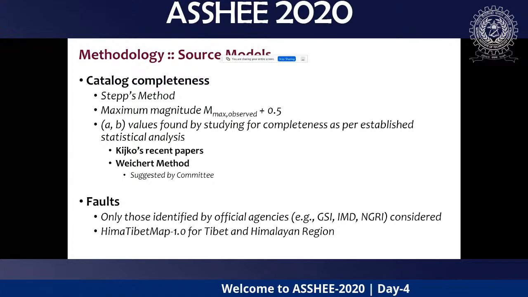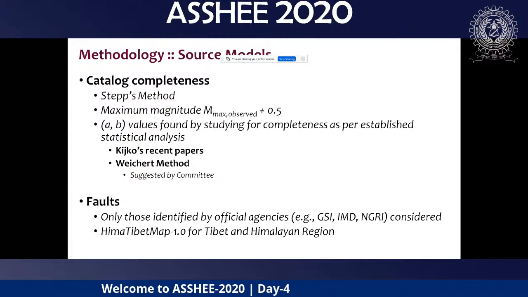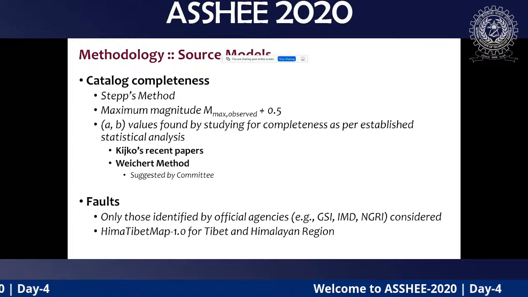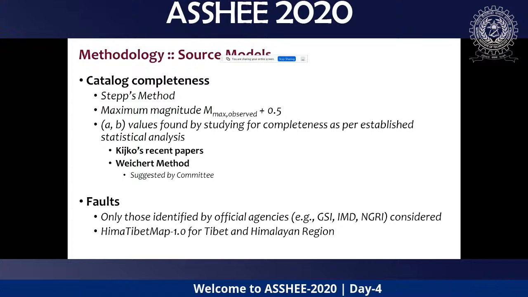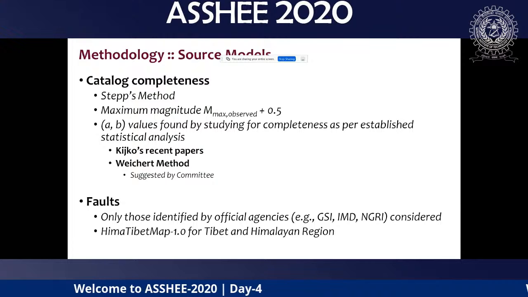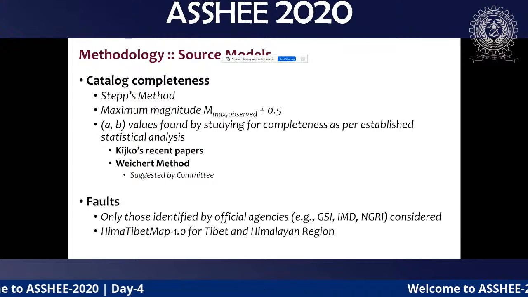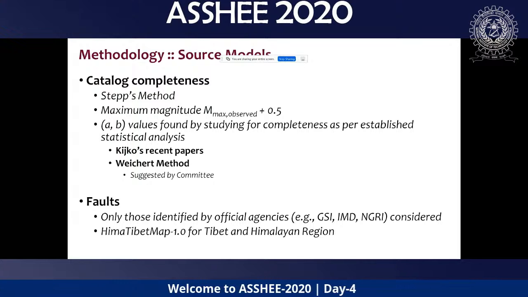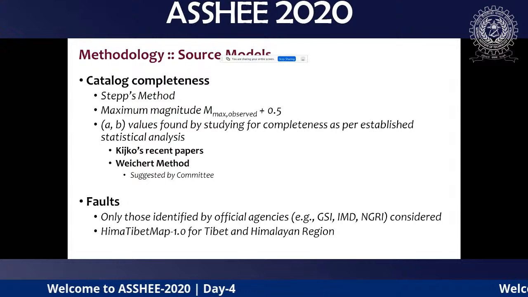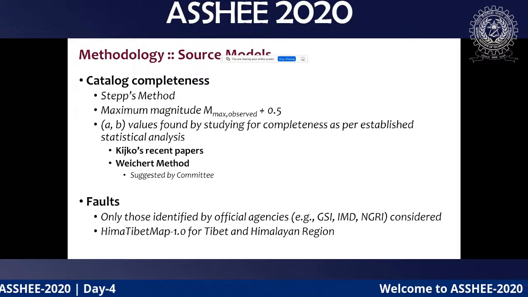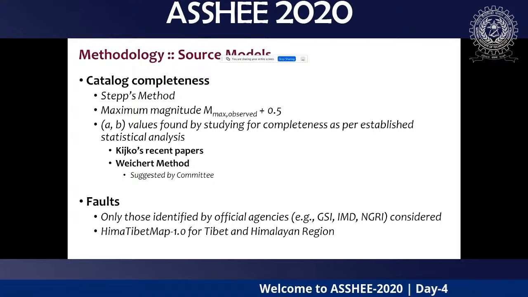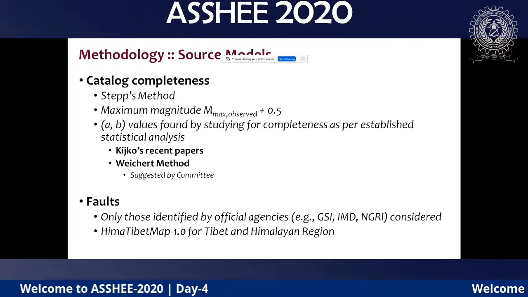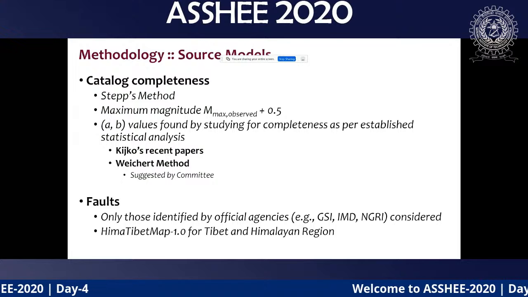And then regarding maximum magnitude, this is a very tricky thing to estimate, because it is an extrapolation. We have several methods, and we can get different values from a variety of methods. So the committee, after a lot of review, said you can do those things also, but the observed maximum in each zone should be taken as the observed value plus 0.5. And then to compute the a and b values, they said we should use Kijko's recent statistical papers. And then there is also the Weichert method, which is more or less based on the completeness. There is a little bit of difference between these two approaches, so these two methods we should use to estimate the recurrence relations.